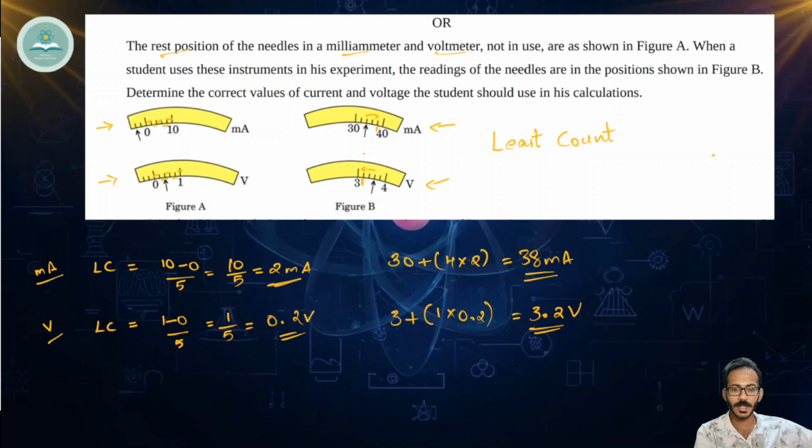As we did earlier, each small division stands for 0.2. So after 3, it's 3.2, which we have taken. After that it is 3.4, then 3.6, 3.8 and 4. So using this logic, you will be able to cross check your answer. Now we'll go to a CBSE paper and see how they have asked the question there.